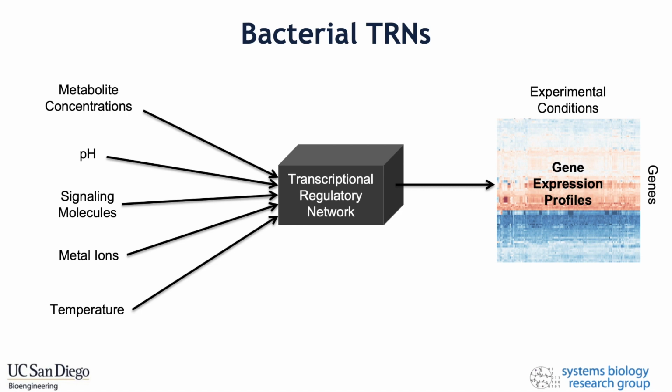We can view the TRN as a function with all of these inputs and outputs. If we have enough diverse outputs, would we be able to actually reverse engineer the TRN? And if we do that correctly, is it possible that we can actually pass a gene expression profile through the TRN and get back the original cellular state?